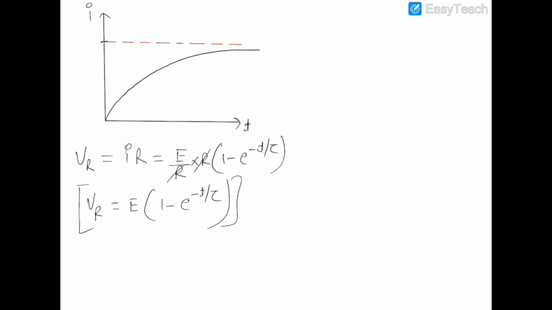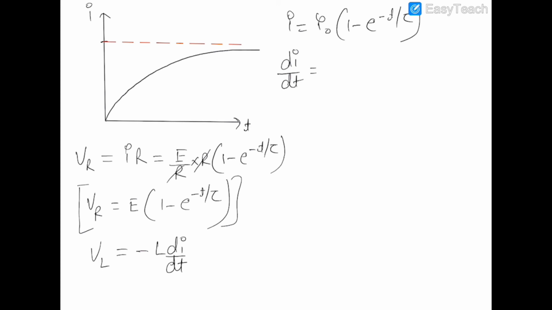And if I wish to find out the voltage across inductor, we know that the voltage across inductor is minus L di by dt. So first of all we have to find out di by dt, and we know that I is equal to I naught into 1 minus e to the power minus t upon tau, and di by dt would be equal to plus I naught by tau into e to the power minus t by tau.